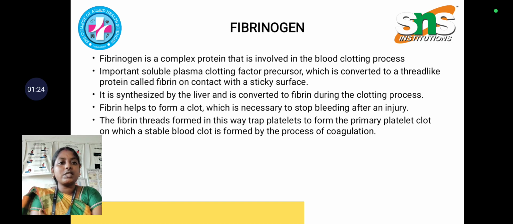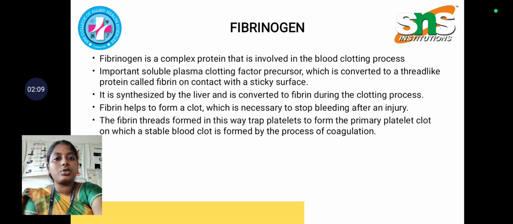And the third plasma protein is fibrinogen, and it is mainly involved in the blood clotting process in the human body. It is an important soluble plasma clotting factor precursor, synthesized by the liver, which is converted to the thread-like protein called fibrin during the clotting process, mainly on contact with a sticky surface. This fibrin, a thread-like structure, helps to form the clot, and it is necessary to stop bleeding after an injury for a particular period of time. The fibrin threads formed in this way trap platelets to form the primary platelet clot, which is the stable blood clot formed by the process of coagulation.